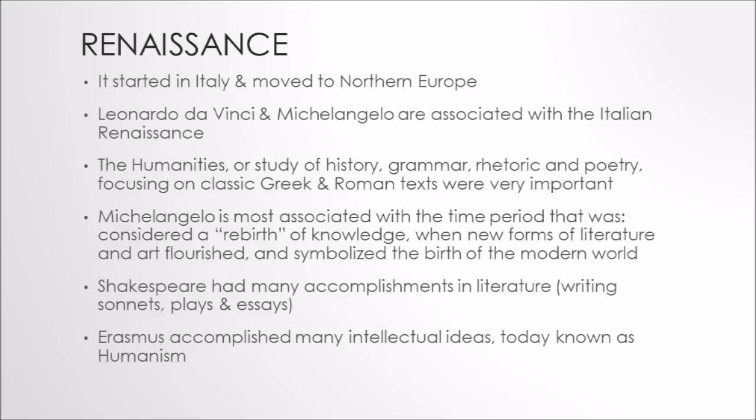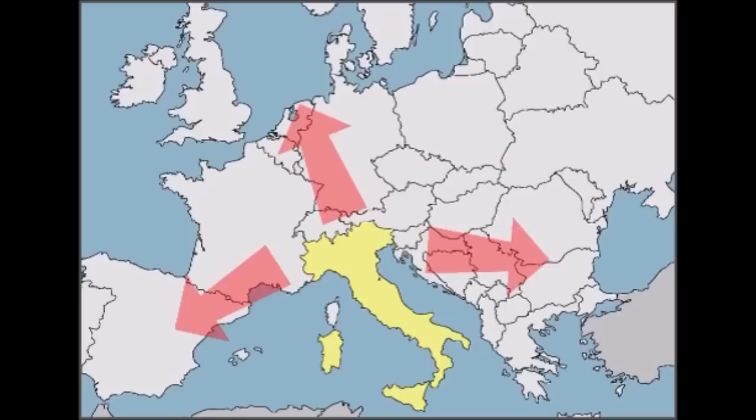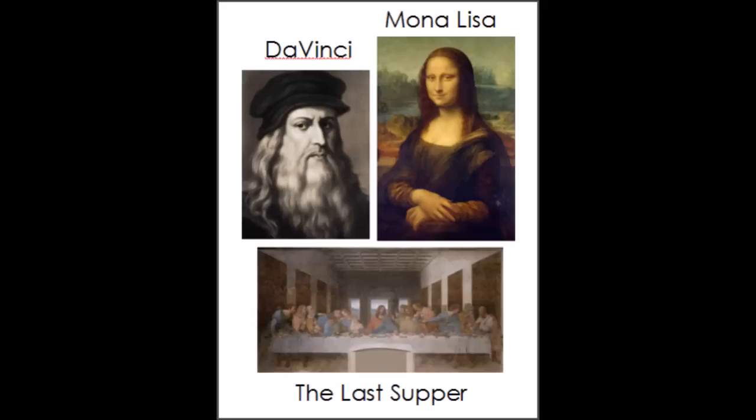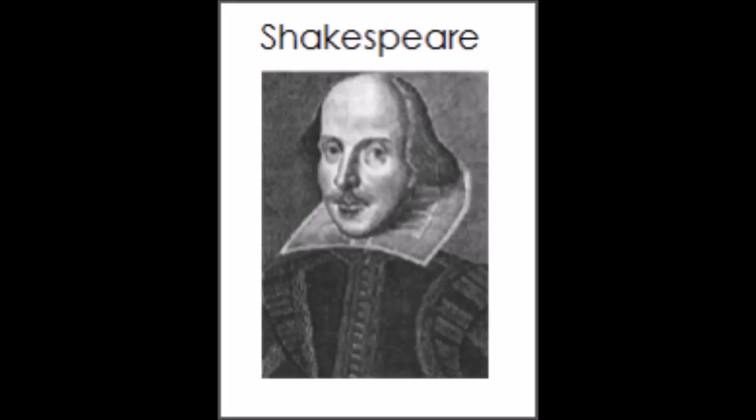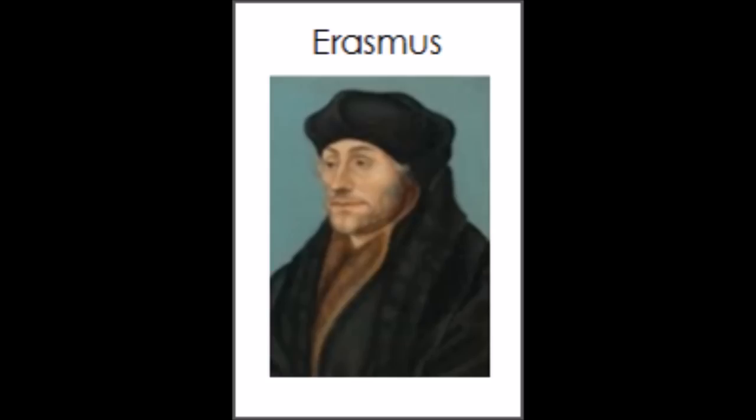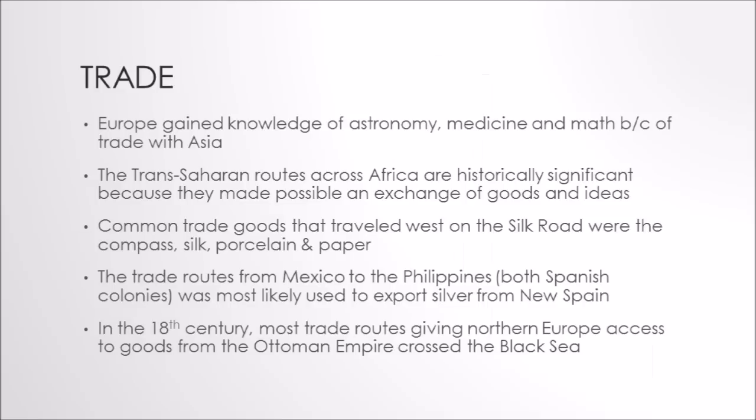Shakespeare had many new writings, including sonnets, plays, and essays. Erasmus accomplished many intellectual ideas today known as humanism. The Renaissance started in Italy and moved to Europe. Da Vinci painted the Mona Lisa and Last Supper. Michelangelo: Sistine Chapel, Pieta, and David. Shakespeare and Erasmus.